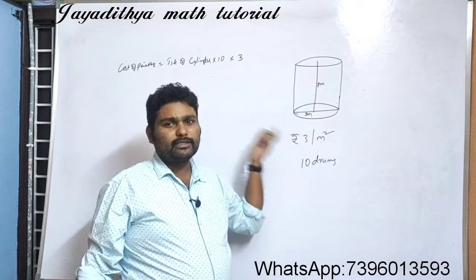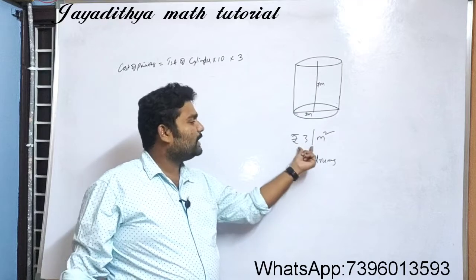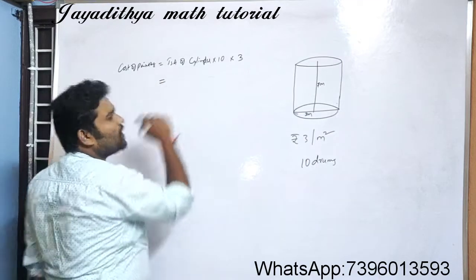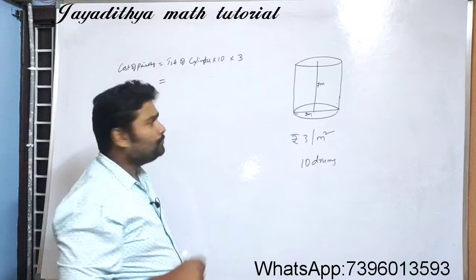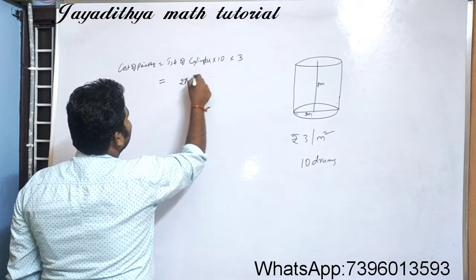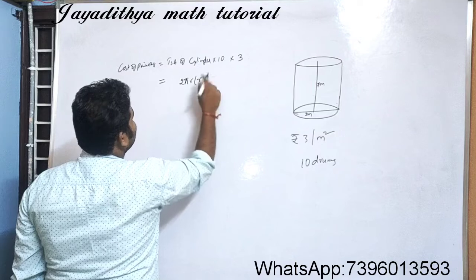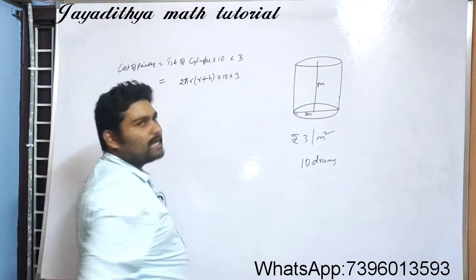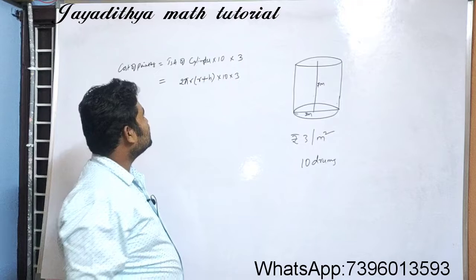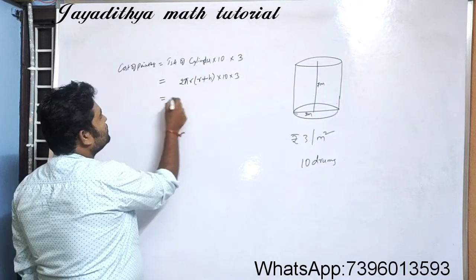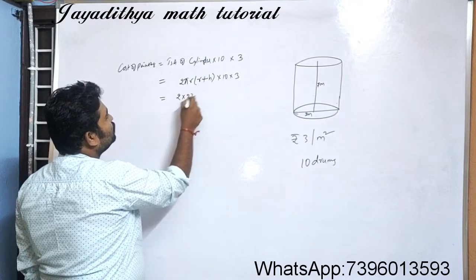So you may not change anything here. You can take directly rupees 3. So what is the total surface area of the cylinder? You should know the formula. That is nothing but 2 pi r into r plus h, into 10 into 3. So this is equals to 2 into 22 by 7.